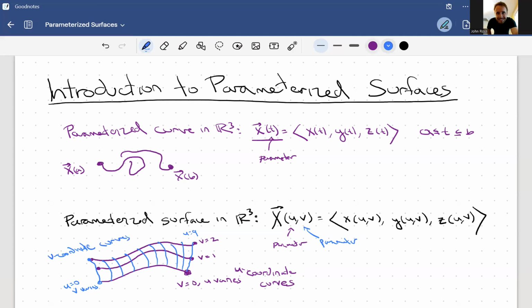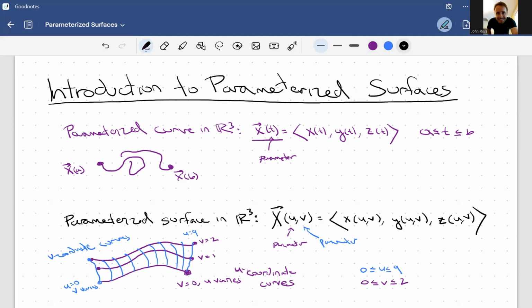And in this specific example, we would say that u is allowed to vary from 0 to 9. And maybe we would write that over here, 0 less than or equal to u, less than or equal to 9. And v is allowed to vary. In this case, we went from 0 to 2. So 0 less than or equal to v, less than or equal to 2.